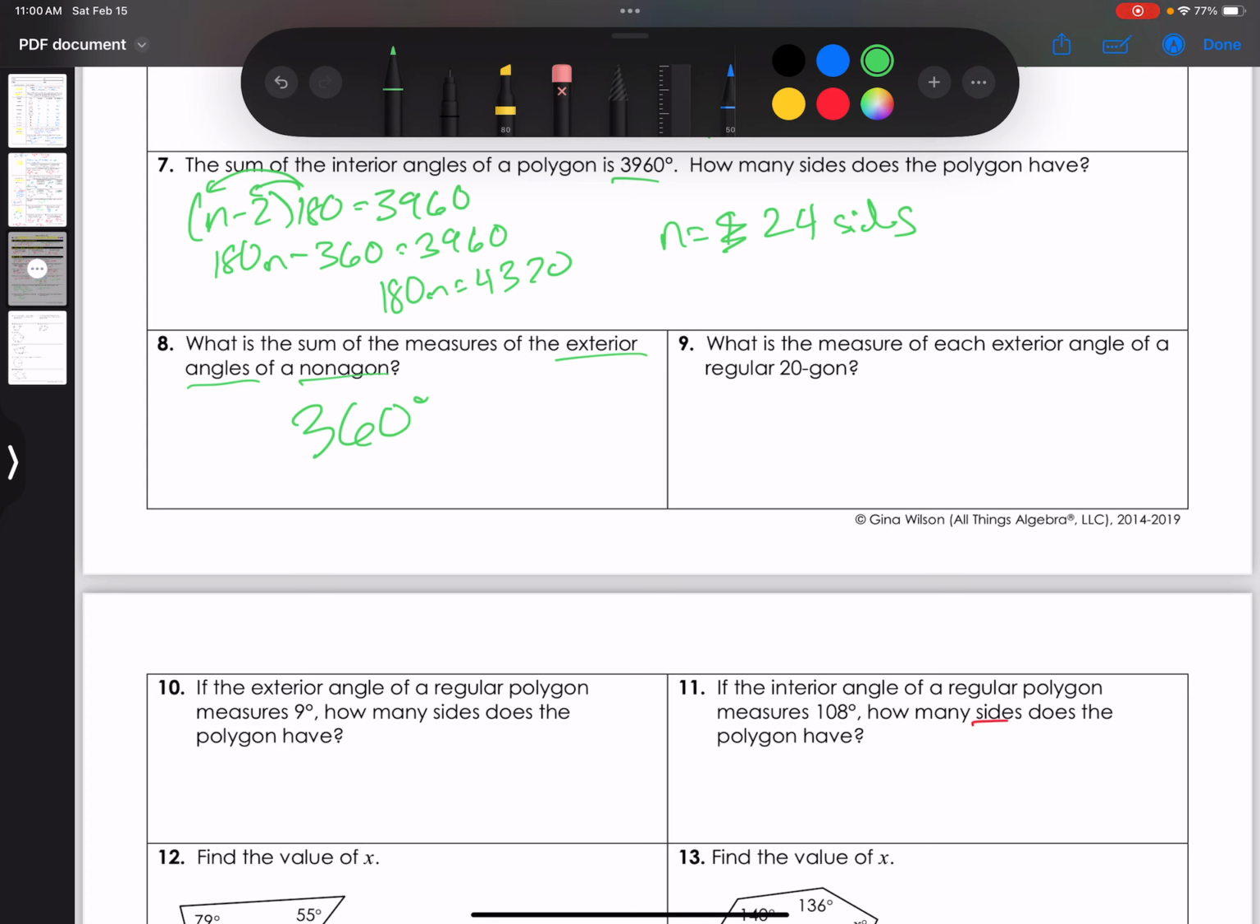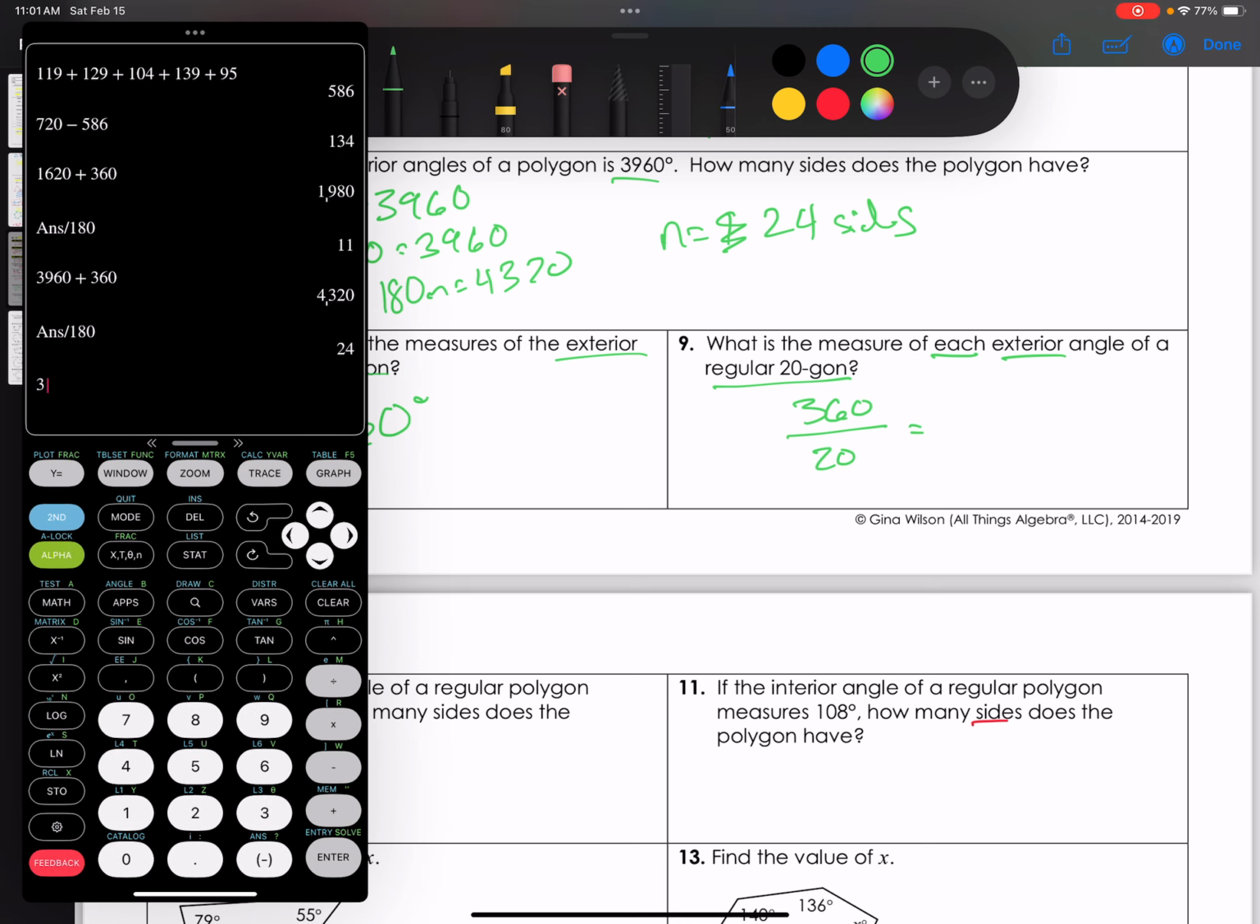Then number 9 says, what is the measure of each exterior angle of a regular 20-gon? This is where we have to do a little bit more, because I want to know a regular 20-gon's exterior angles. That's where we take that 360 that they all add up to and divide it by our number of sides. So 360 divided by 20 gives me 18 degrees.